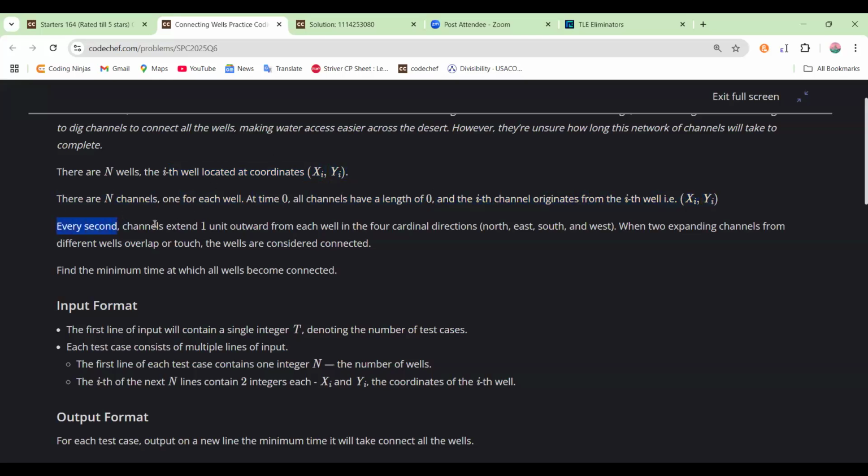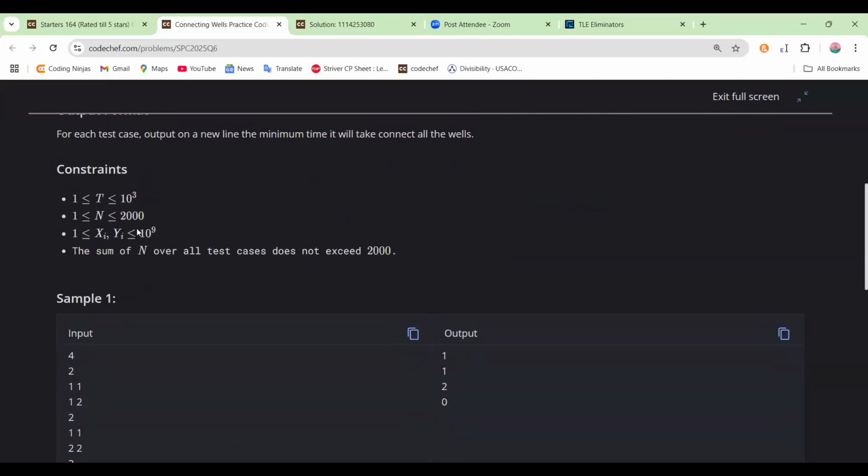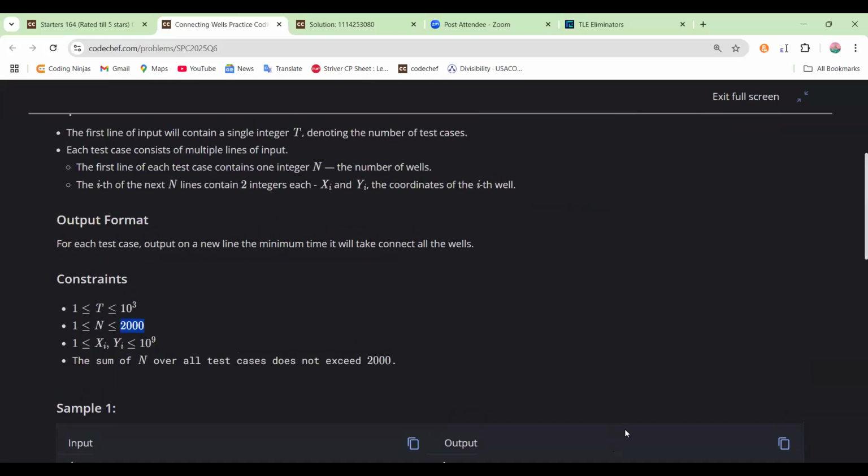Every second, what is happening? Channels extend 1 unit outward from each well in the 4 cardinal directions, that is north, east, south, and west. When two expanding channels from different wells overlap or touch, the wells are considered connected. You need to find the minimum time at which all wells become connected. The value of n is of the order of 2 into 10 power 3, so a solution of n square would definitely work in this question.